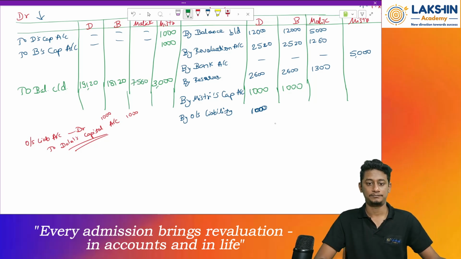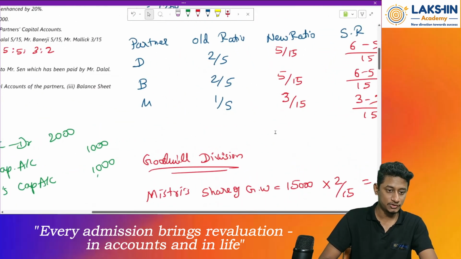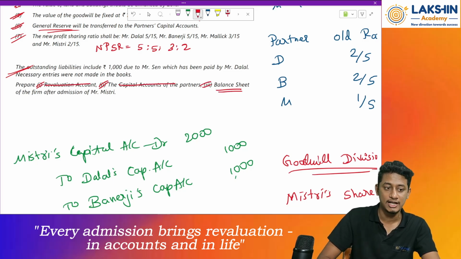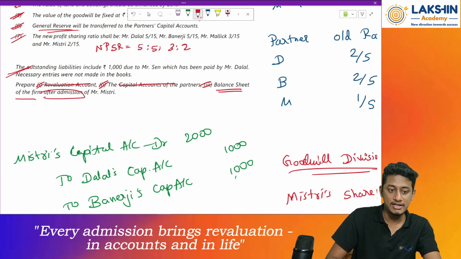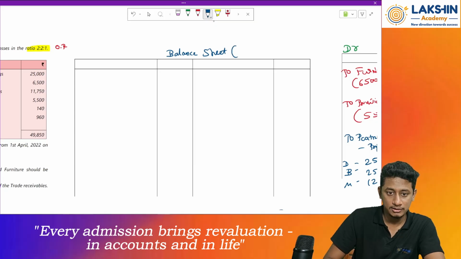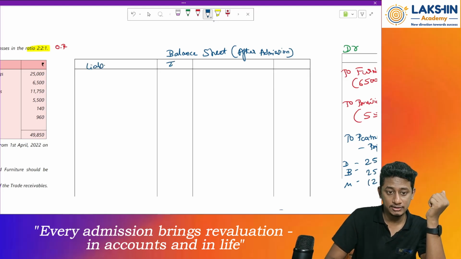560. Okay. Now, we are done with this also. Now what to do? As per the question, they have asked us to prepare revaluation account, capital accounts and balance sheet. We are done with capital account and revaluation account. So only the balance sheet of the firm after admission of Mr. Mistry remains. Now prepare the balance sheet after admission. Just write the date on which it was prepared. So we have liabilities, amount, assets, amount.